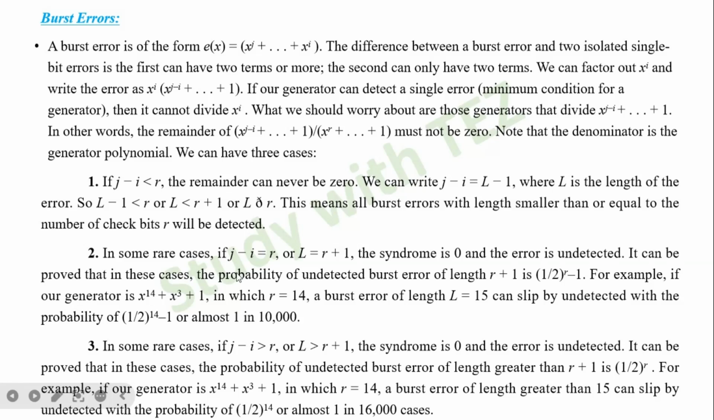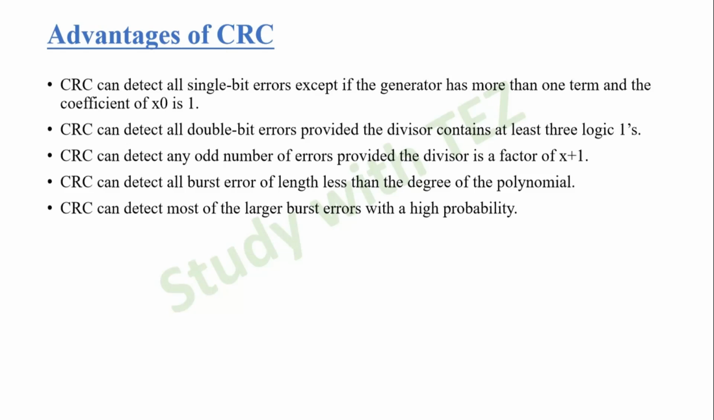So CRC is very robust. Here and there, one or two undetected cases might happen. Ignoring that, we can still say CRC is a robust error detection scheme. What are the advantages of CRC? CRC can detect all single bit errors except if the generator has more than one term and the coefficient of x to the power of 0 is 1. CRC can detect all double bit errors provided the divisor contains at least three logical ones, and it can also detect an odd number of errors if the divisor is a factor of x plus 1. It can also detect burst errors if the error length is less than the degree of the polynomial, and it can also detect most of the large burst errors with higher probability.